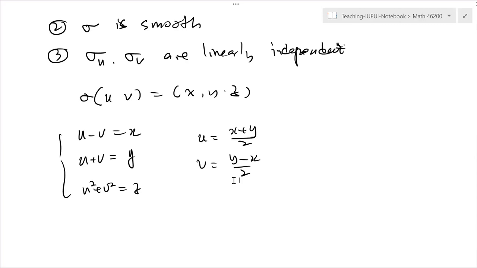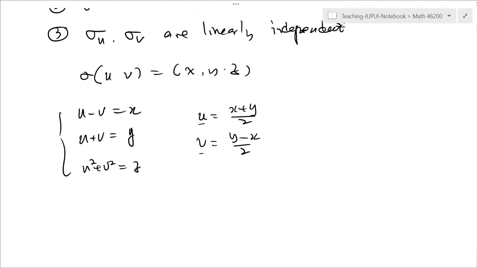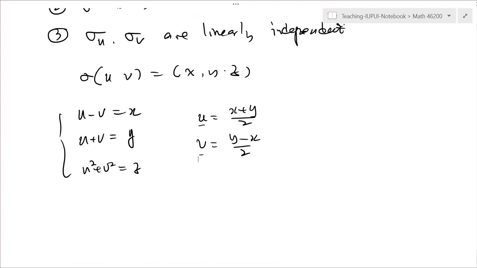For different points, if they have the same image, you should end up with the same U and V. So that's why it's unique. Okay, so sigma is 1 to 1. But not all the points in the space can have an image here, right?